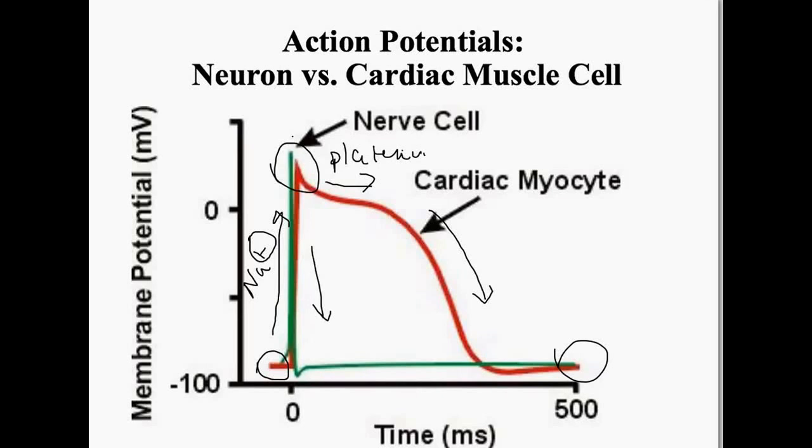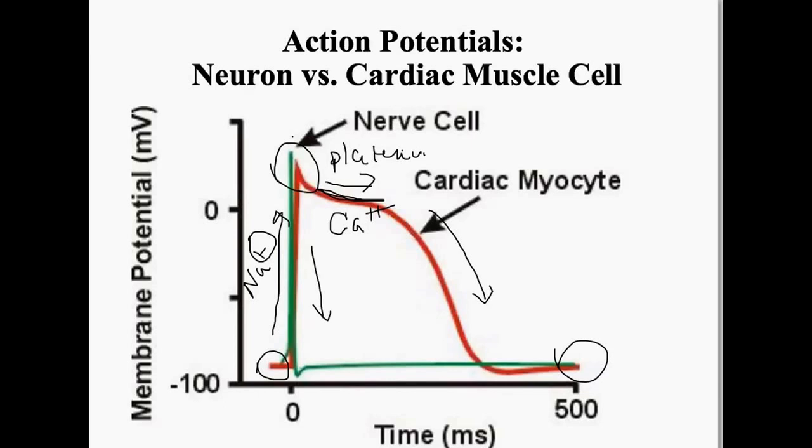The plateau phase is induced when gates for calcium ion channels open. Now, calcium is present at rest in higher concentrations on the outside of the membrane as compared to the inside. So when the calcium gates open, calcium rushes into the cell, and it's that influx of calcium that maintains the plateau stage for an extended period of time.